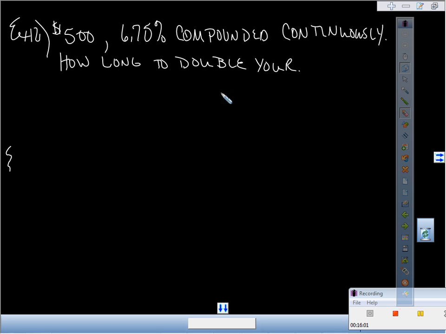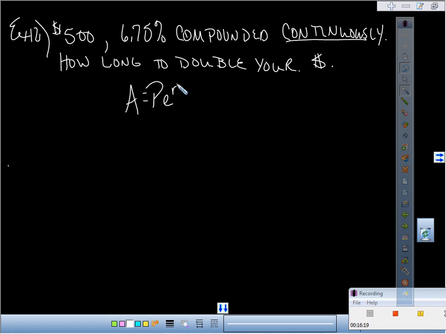If I can't quite remember one, I'm looking through the test to make sure it didn't come up in a problem. Okay, so how long to double your money? Compounding continuously. Tell me what my formula is. Very good. A equals Pert, the Pert formula. So what's my principal? 500 times e raised to what's your rate? 0.0675. Got to move that decimal point 2 places to the left. Times what's my time? t. We don't know what it is. What's A? 1,000.